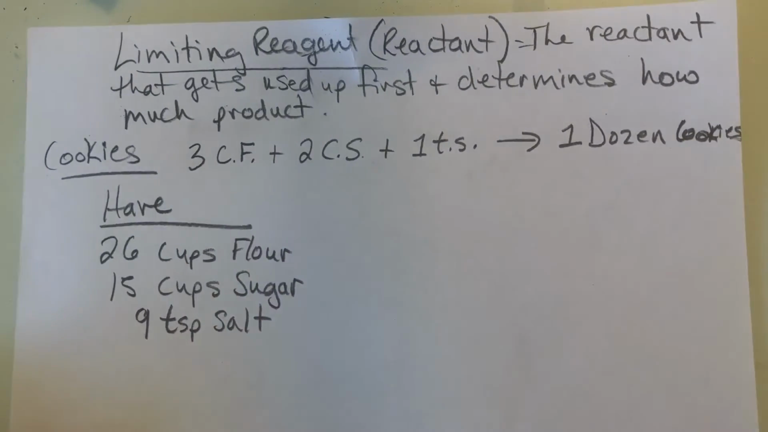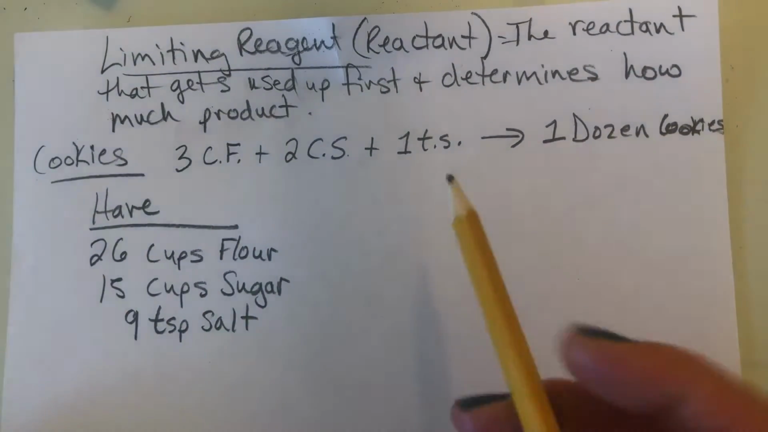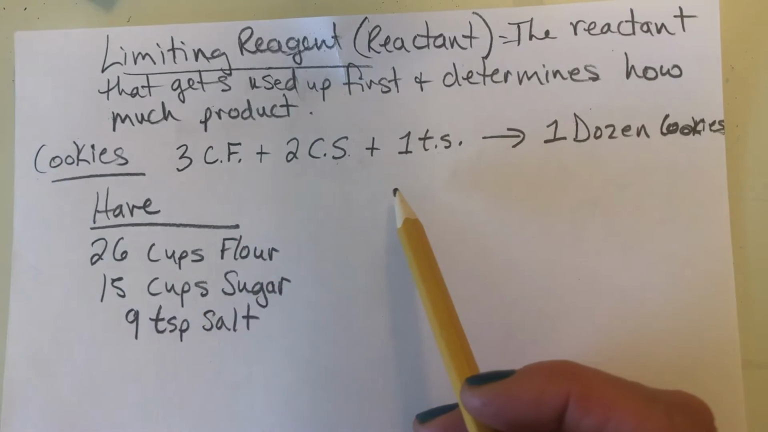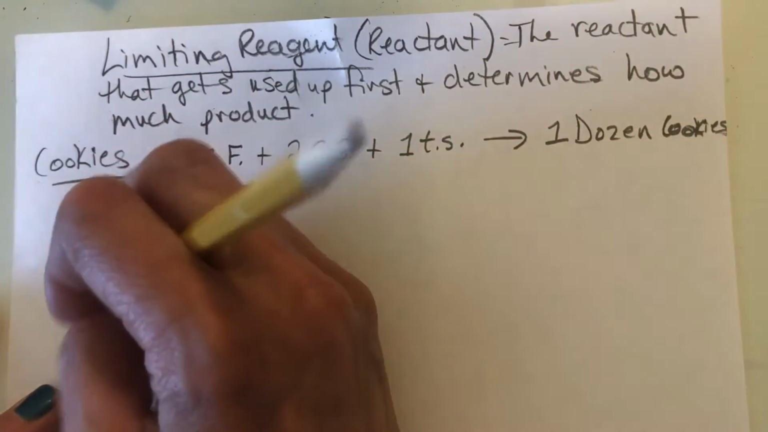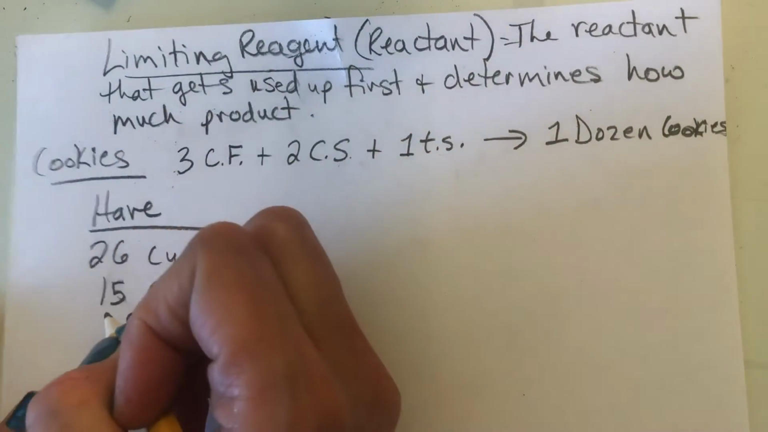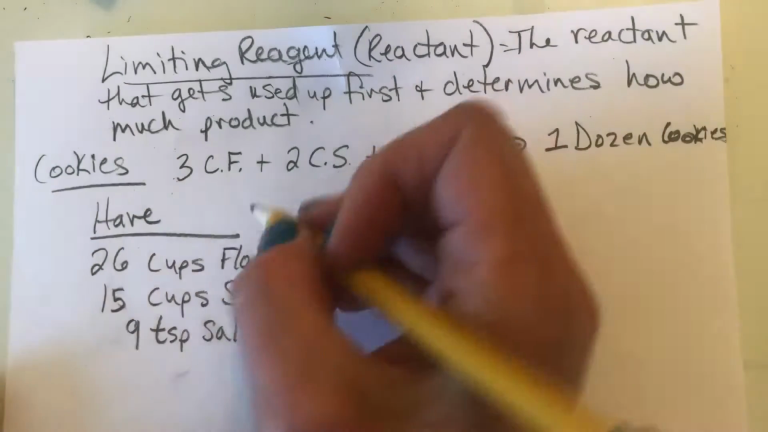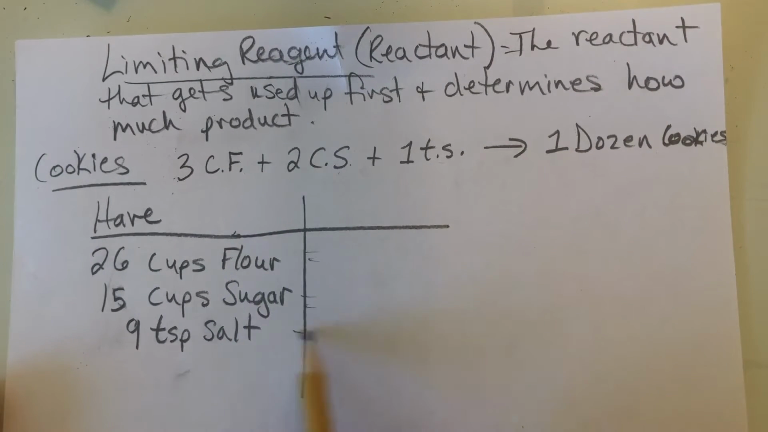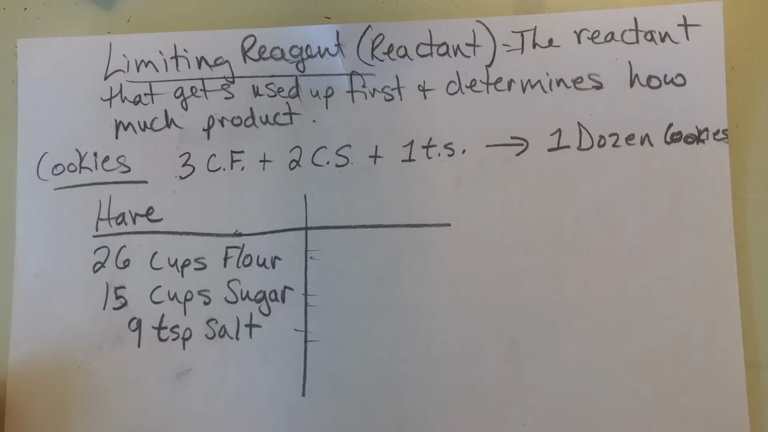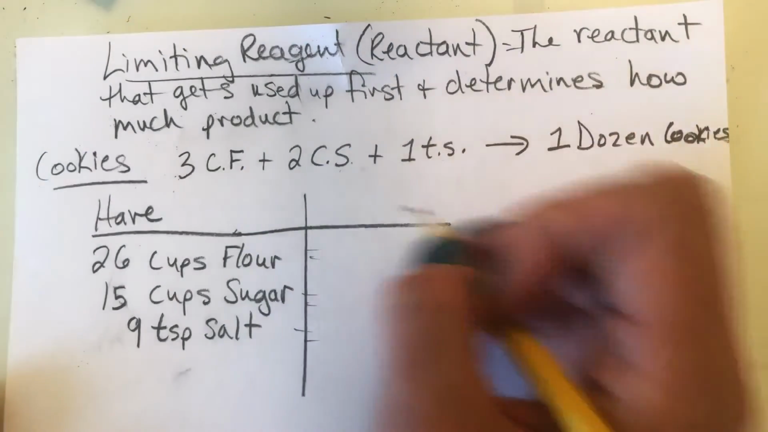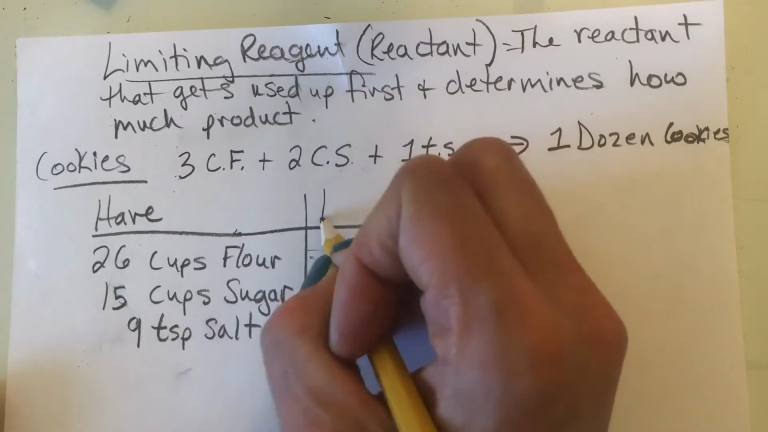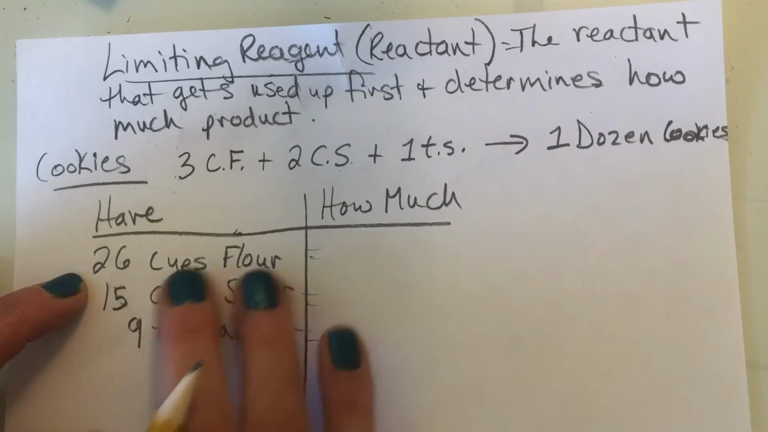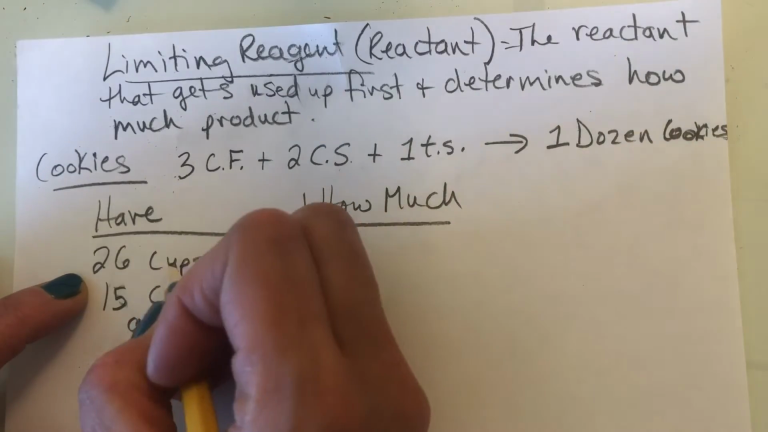Now, technically, we have less salt than anything else, but in the equation, we only need 1 teaspoon. So the equation tells you the quantities of each. You can't just say by looking at it, oh, 1 of these, 2 of these, 3 of these. It's a little more complicated than that. So one way to do this is to see how much product each one of these will produce. That's what we want to know. Pretend we have 26 cups of flour and infinite sugar and salt. How much would that 26 cups of flour allow us to make?